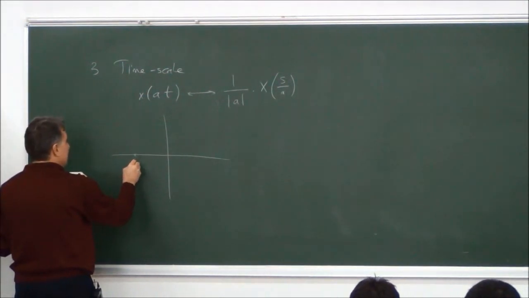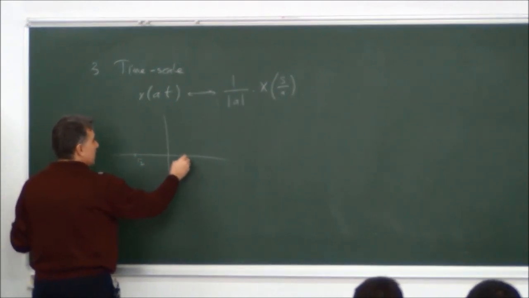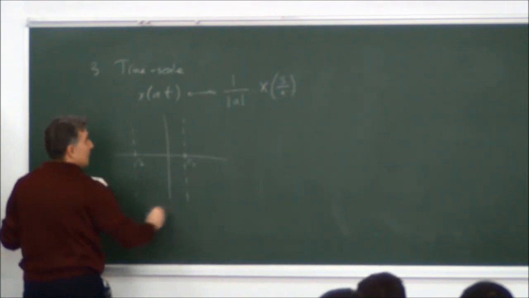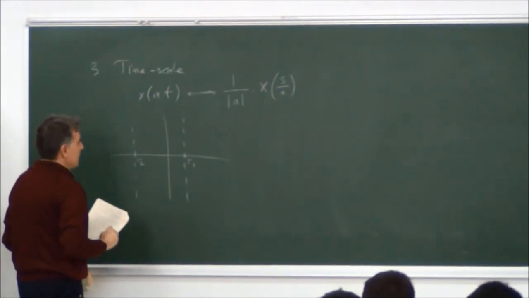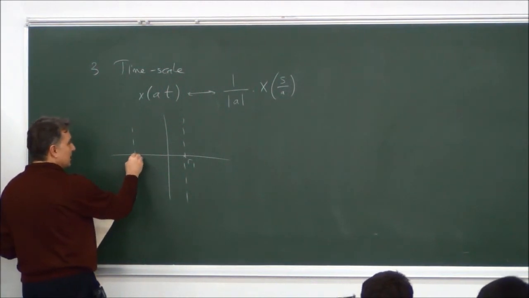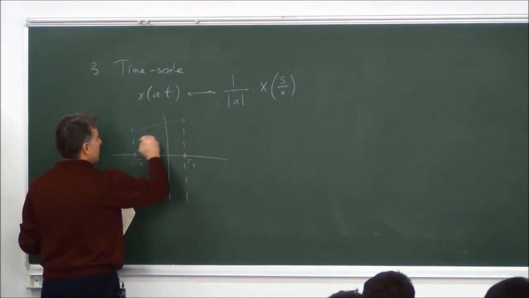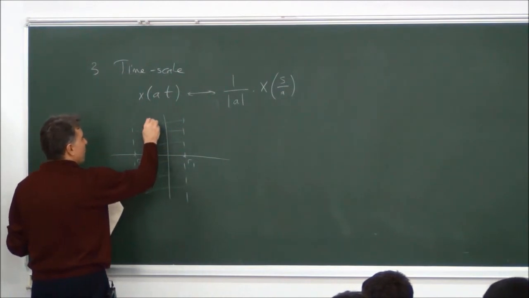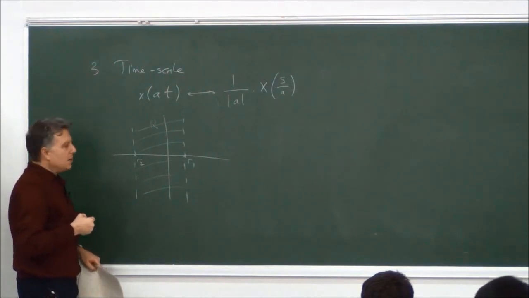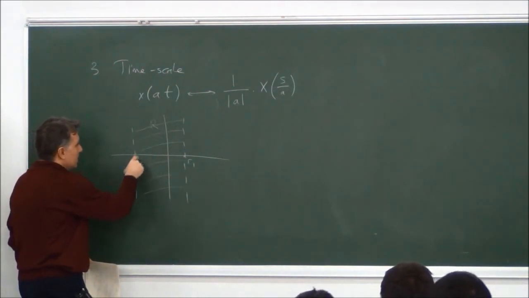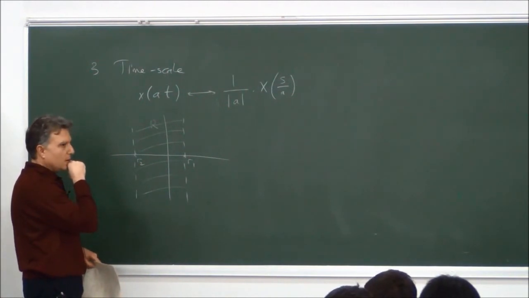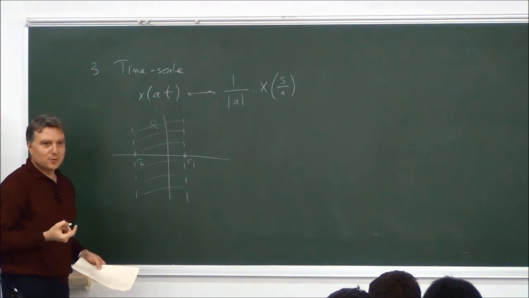Suppose we had an R2 here and an R1 here. Again, the same example. Okay? And this R2 determines the pole. This one also determines the pole. In between, it is the region of convergence of the original X of S, which is indicated as capital R. So where does this move? How does it move?